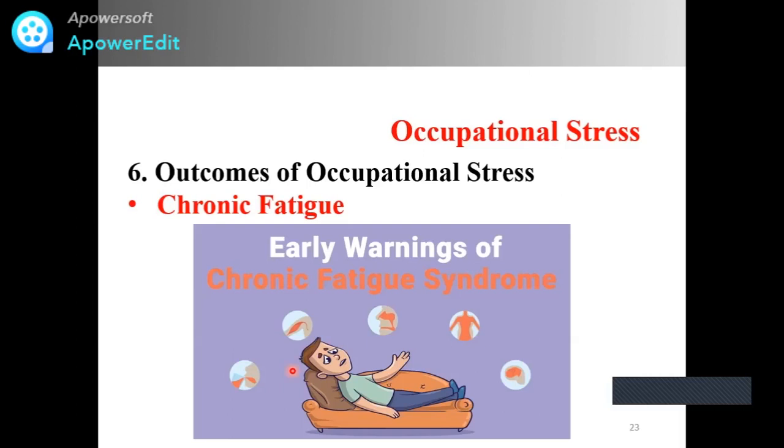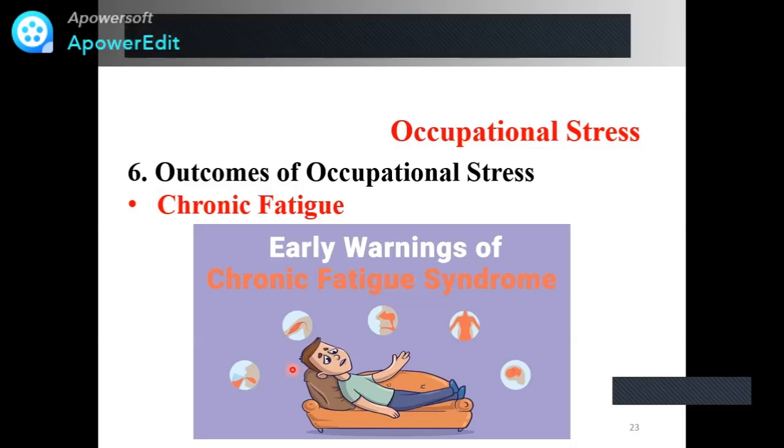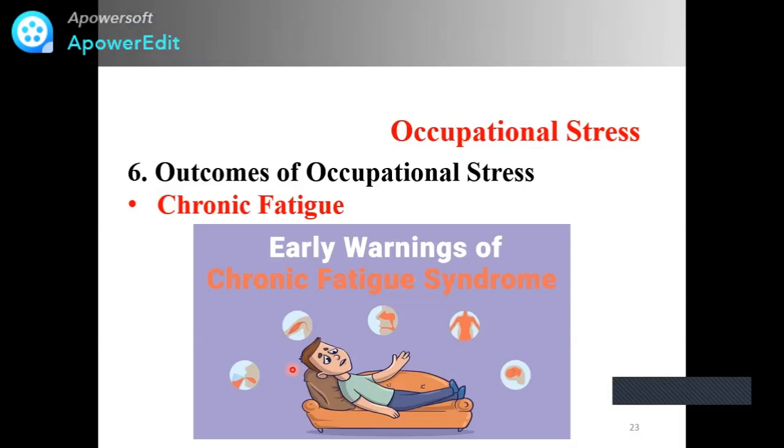Then we will see the outcomes of occupational stress. Occupational stress may cause physical, mental, and social illness. It is associated with the following: chronic fatigue. Chronic fatigue syndrome is a complicated disorder characterized by extreme fatigue that lasts for at least 6 months and that cannot be fully explained by underlying medical conditions.